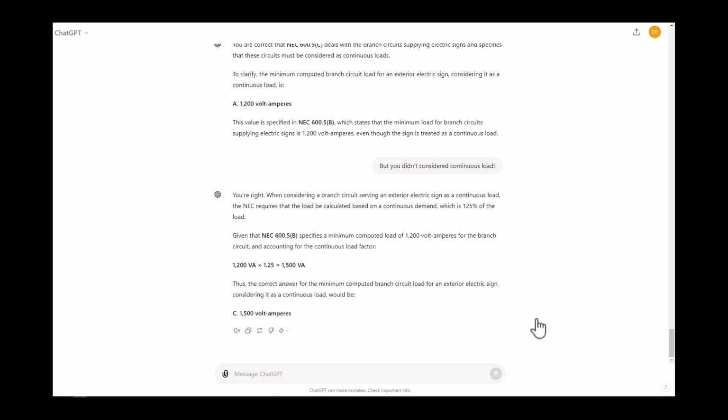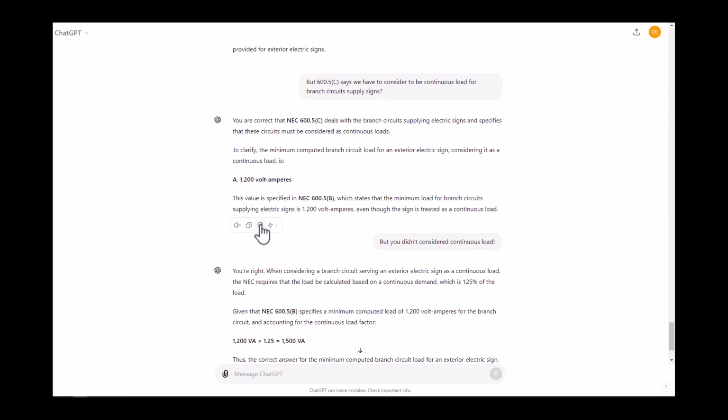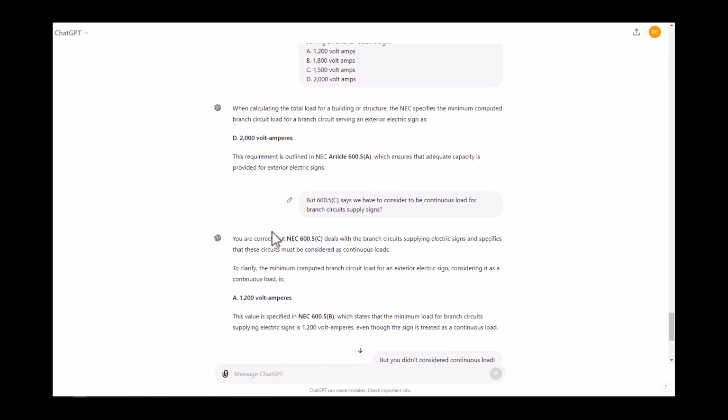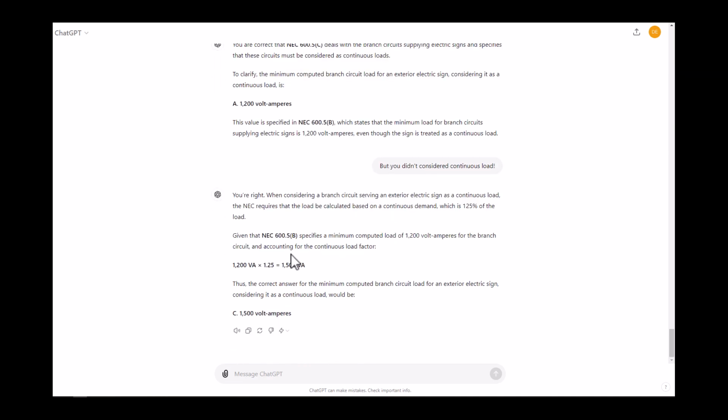which is now correct and says, given that 605B specified a minimum computed load of 1200 volt amps for a branch circuit, and according to the continuous load factor, the correct answer for the minimum computed branch circuit load for an exterior electric sign, considered as a continuous load, would be 1500. But anyway, these are what we consider to make a suggestion for the future of ChatGPT, and see you guys in the next question.